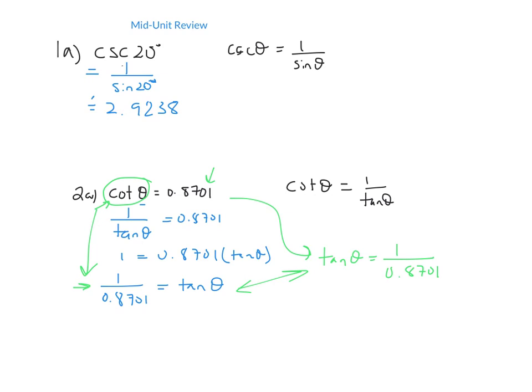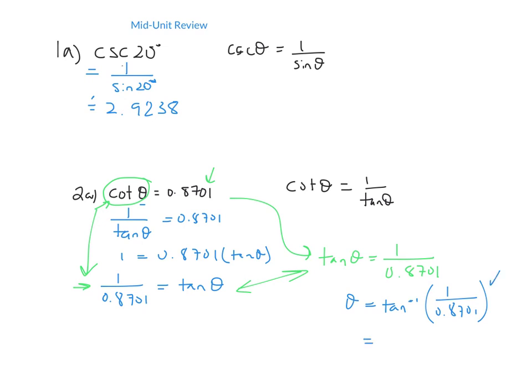And at this point, we know how to find theta. The theta is just equal to the inverse function of tan on that fraction. Okay, so you can put that into your calculator. For me, I'm going to actually do 1 divided by 0.8701 equals, and then I'm going to go second function or shift tan. Some of you can put that all in your calculator at one step.